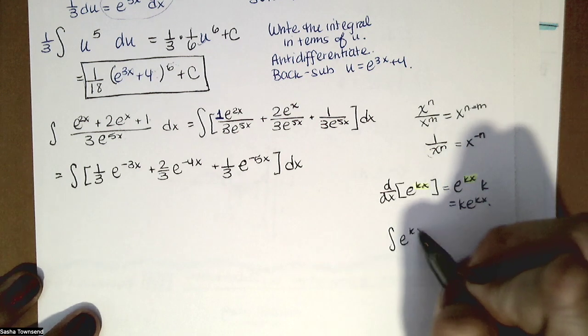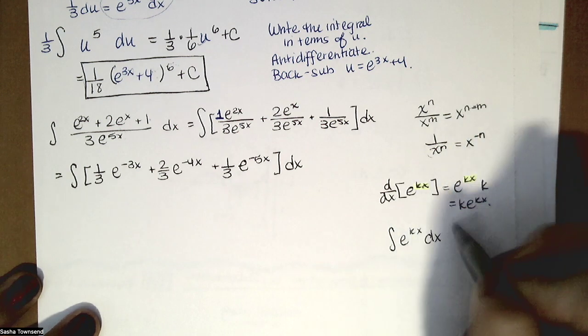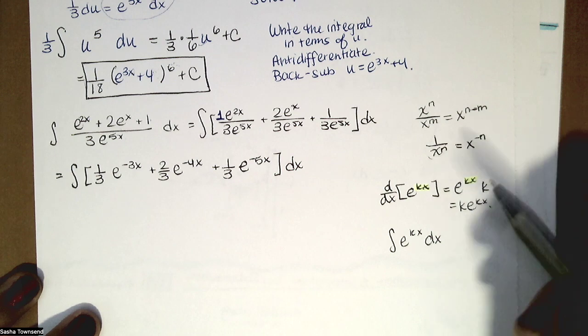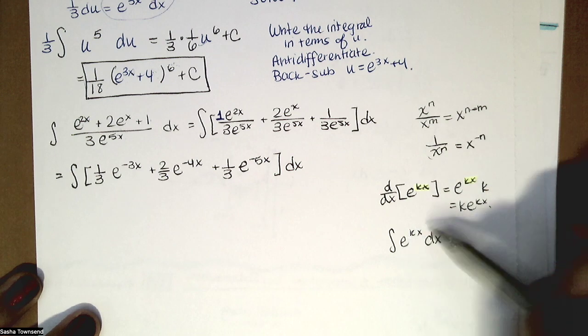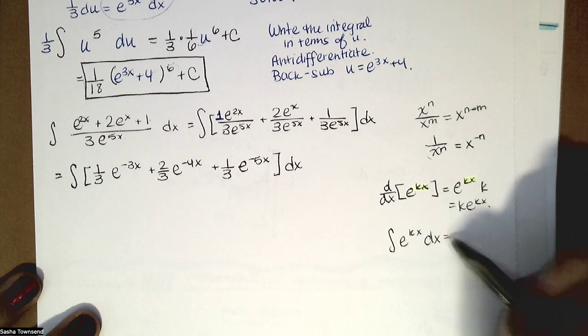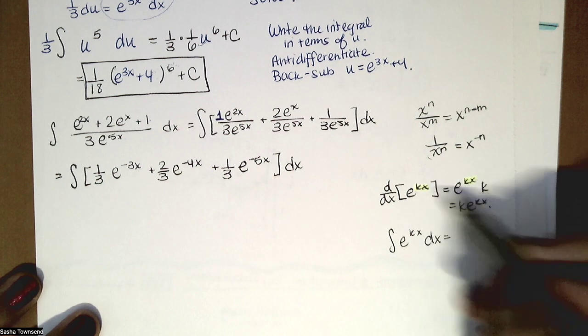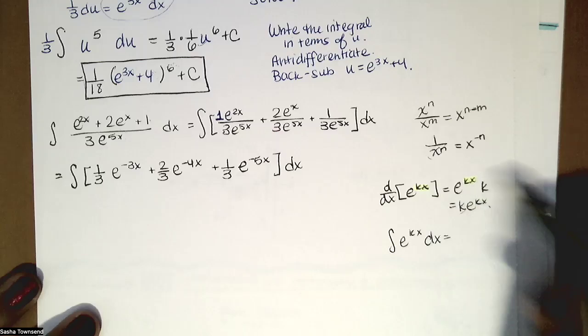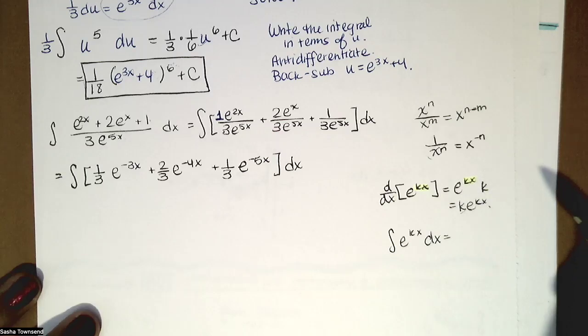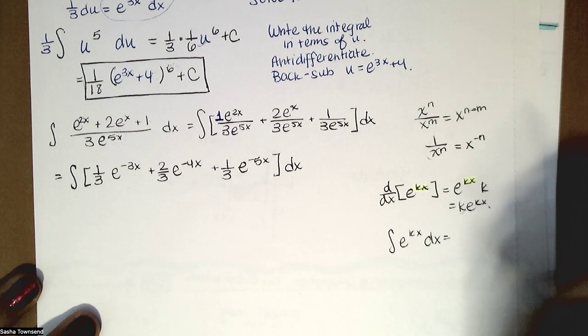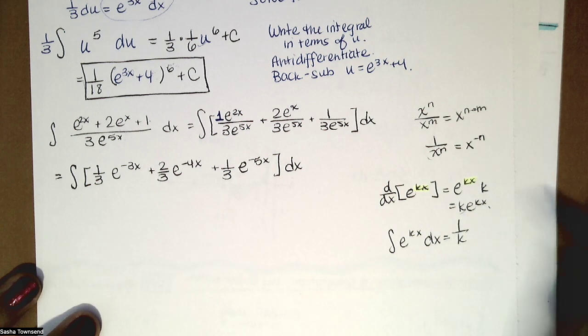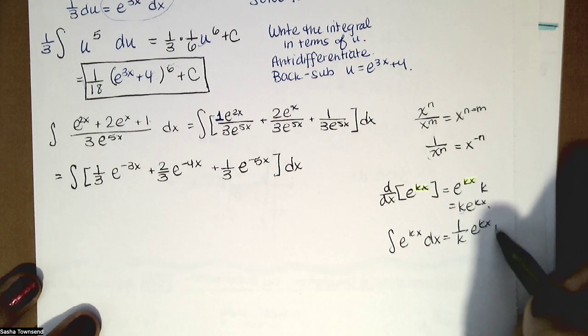Now, if we take the antiderivative, basically we're doing this backwards. The antiderivative of e to the x would be e to the x plus c. But if I have to use the chain rule to take the derivative, I would actually end up multiplying by that derivative of the inside. So I'd multiply by that k. When we do this backwards, we end up dividing by that k. So we're going to have 1 over k times e to the kx plus c.